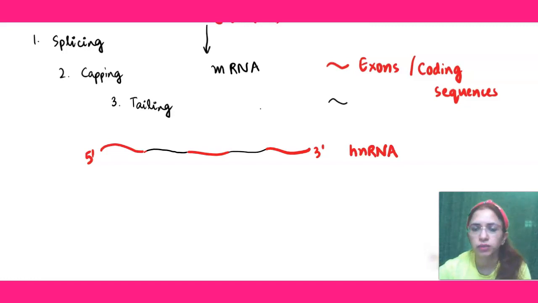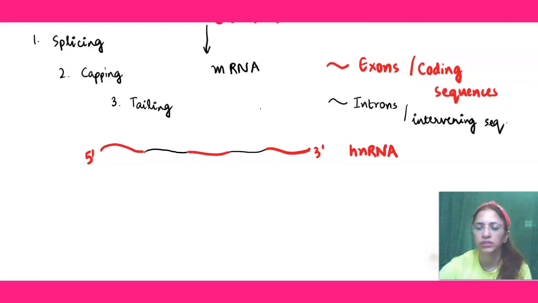Whereas the black sequences are the introns. They are intervening the exons, right? So we can call them intervening sequences as well, and they are not important to us because they will not participate in the translation process. So what is the use of them? It's better to get them removed, and that is what our splicing process is. So splicing refers to the removal of these introns and ligating or joining all the exons together.